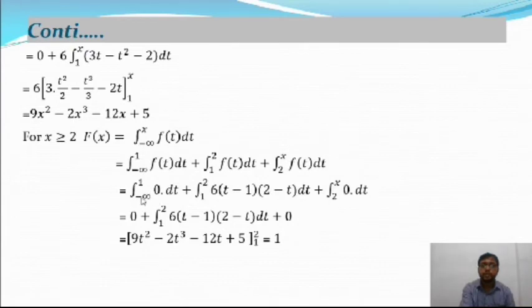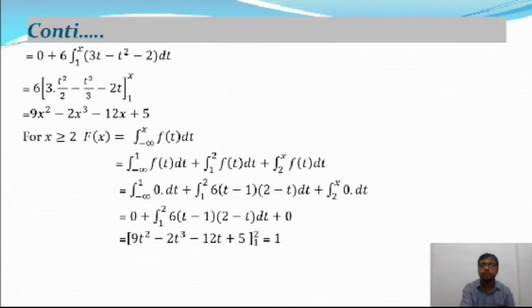So the first integration and the third integration will give the value 0. From the above integration, it will give 0 plus the integral over 1 to 2 of 6 into (t minus 1) into (2 minus t) dt plus 0. After simplifying this integration and putting the value of upper limit as well as lower limit, it will give the value 1. So the probability distribution function F(x) is equal to 1 when x is greater than or equal to 2.